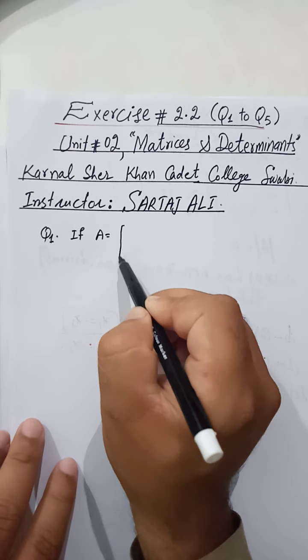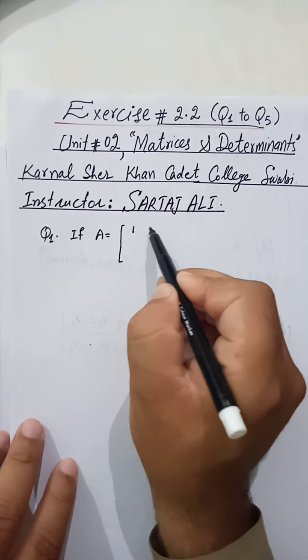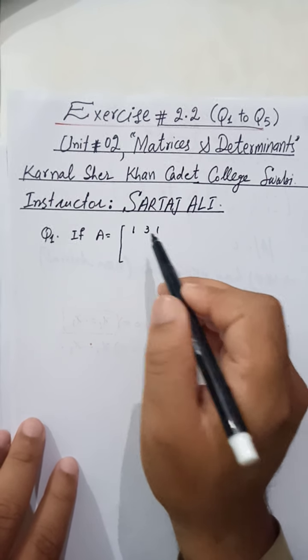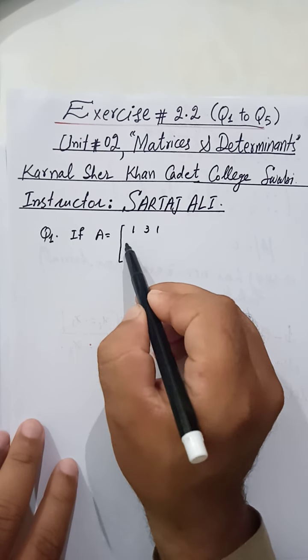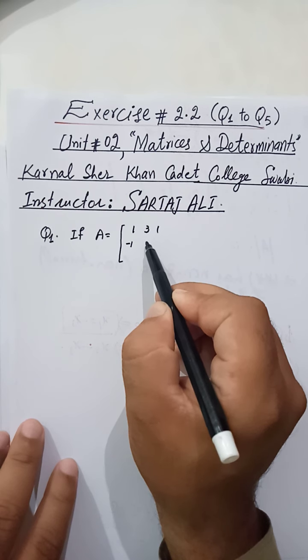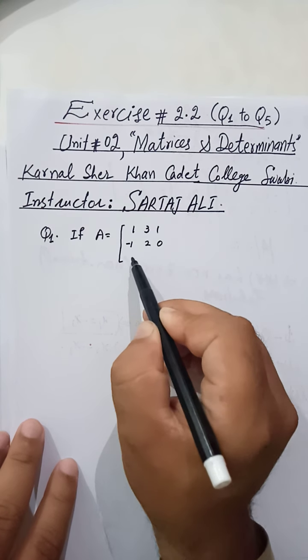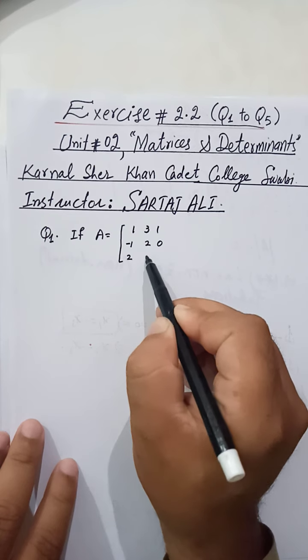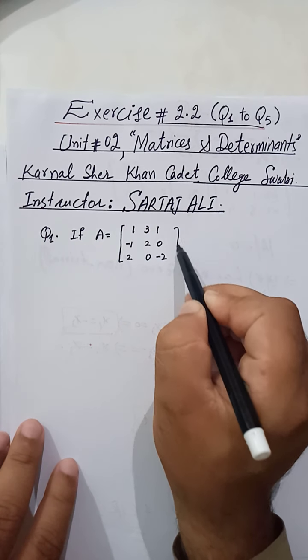A is a matrix of order 3 by 3. In the first row the elements are 1, 3, 1. In the second row the elements are minus 1, 2, 0. In the third row the elements are 2, 0, minus 2.